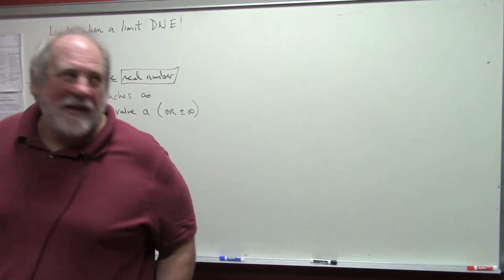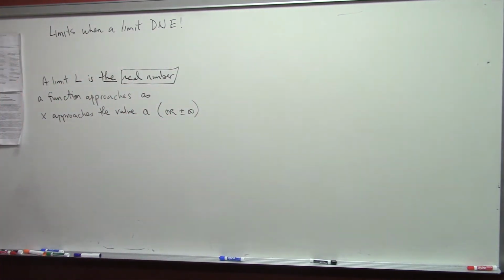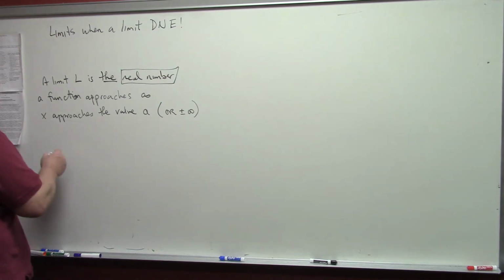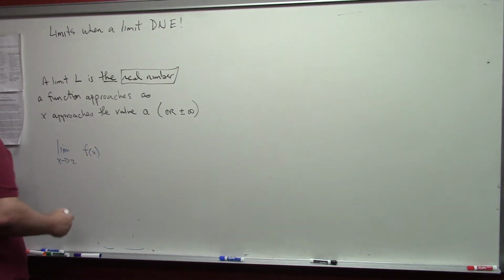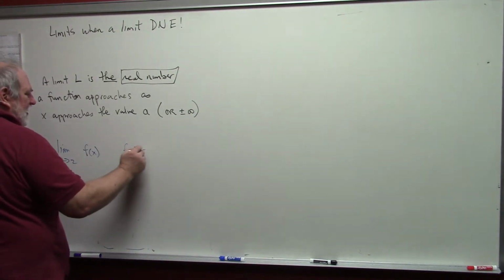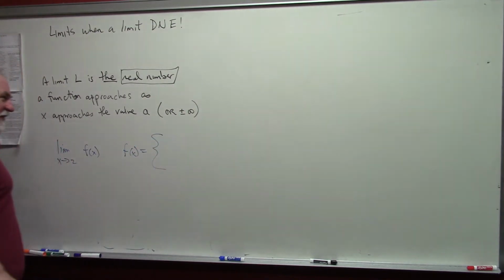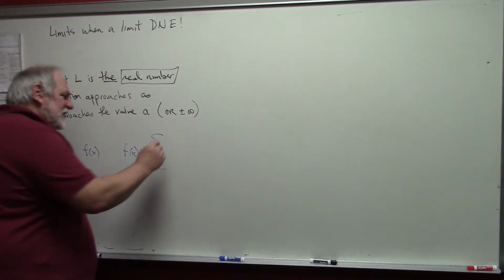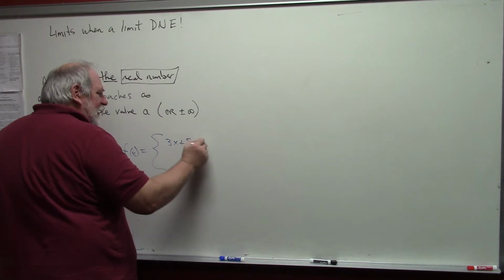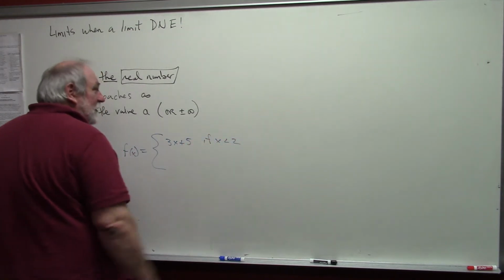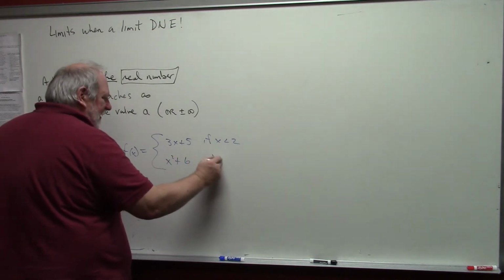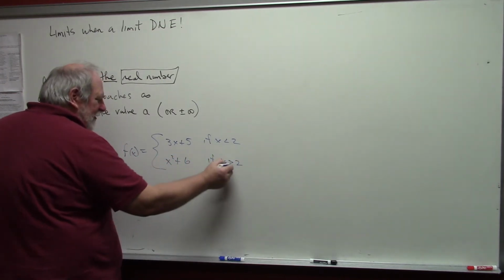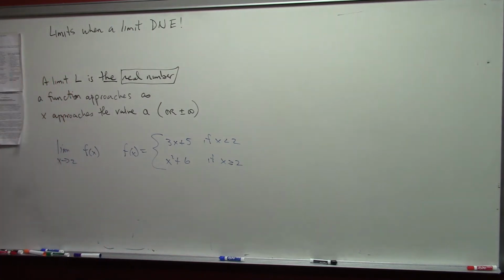So how might that occur? Well, let's consider an example. The limit as x approaches 2 of a function f of x, where f of x is a piecewise defined function. It is 3x plus 5 if x is less than 2, and x squared plus 6 if x is greater than or equal to 2. It doesn't really matter either way.